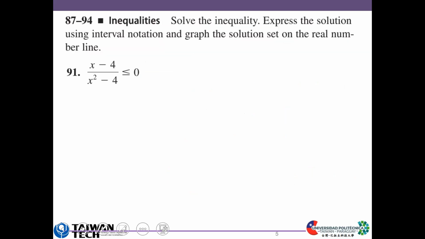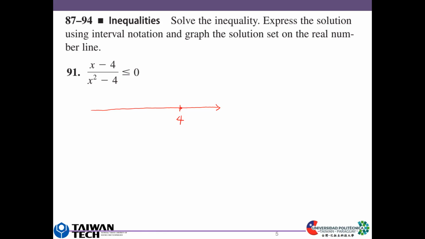Okay, let's look at this question. It's about inequalities. This problem asks you to solve the inequality, express the solution using interval notation, and graph the solution set on the real number line. For this kind of problem, first, we need to draw a line. And when x equals 4, it is 0. So on this line, we mark this 4, and this value satisfies the inequality, right?